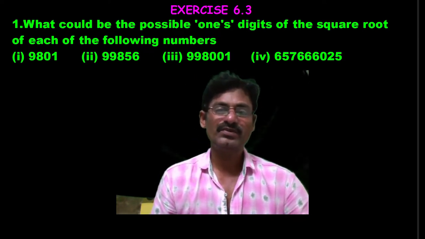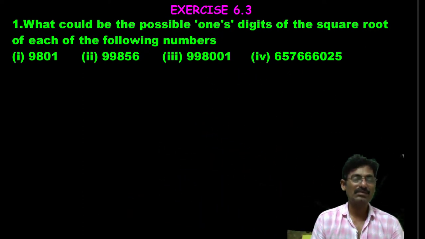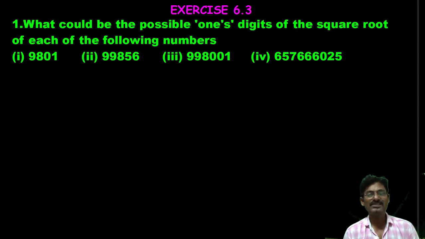Today let us do the problems in exercise 6.3. First problem. What could be the possible ones digits of the square root of each of the following numbers? Here we are given some numbers. These are the squares of some numbers.